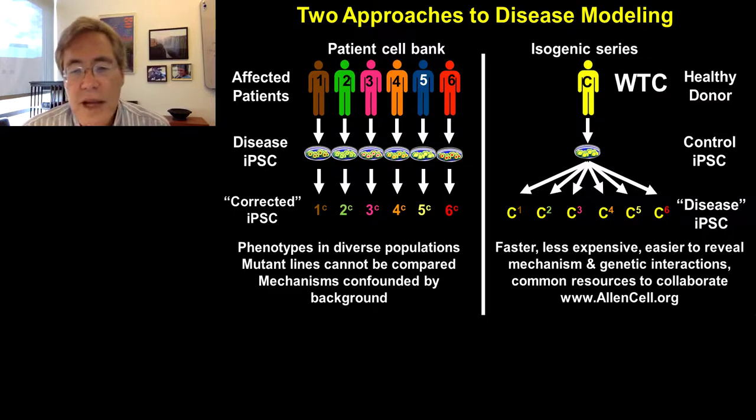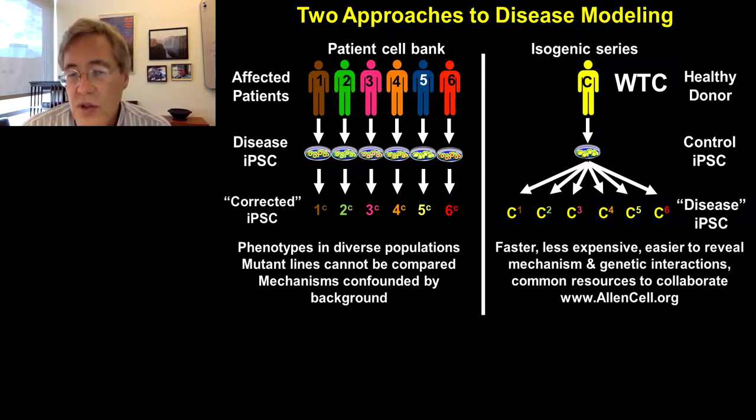Making an isogenic series is actually faster, less expensive, and easier for revealing the mechanisms of genetic interactions. And you can utilize common resources such as the Allen Institute for Cell Science, as indicated here, which distributes many different versions of this cell line. So when I say it's faster, it's actually about 1/5 of the cost of doing the same experiment using patient lines.